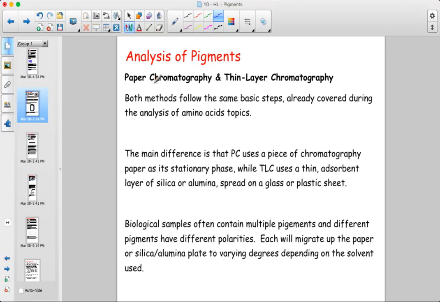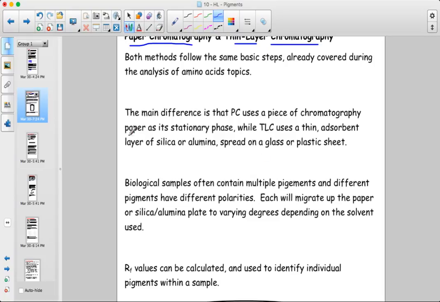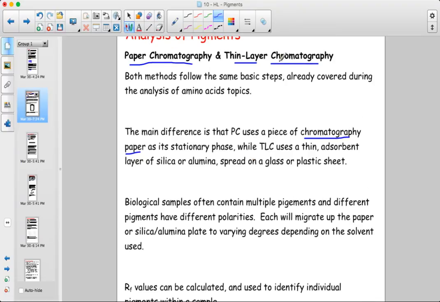Before we get into the actual pigments, you are expected to be able to discuss two analysis methods for pigments. The good news is they're pretty much exactly the same as what you already went over for proteins and the analysis of amino acids. There's both paper chromatography and something called thin layer chromatography. They are almost identical, except paper chromatography uses a piece of chromatography paper as its stationary phase, while thin layer chromatography, TLC, uses a thin absorbent layer of silica or alumina.